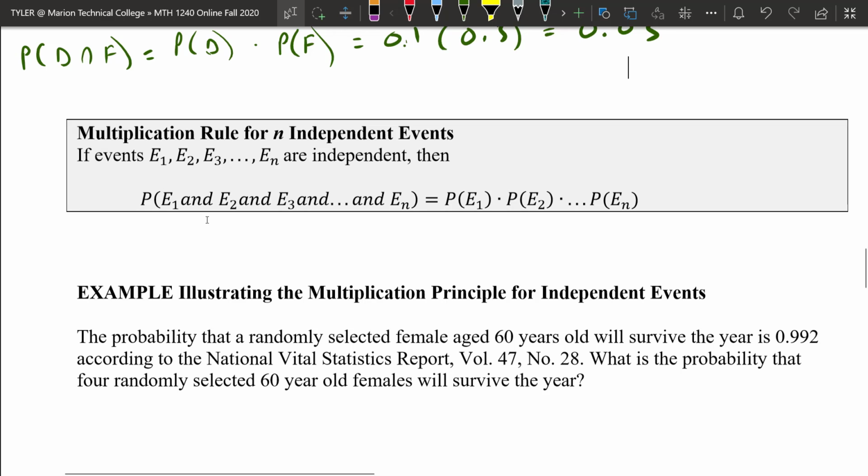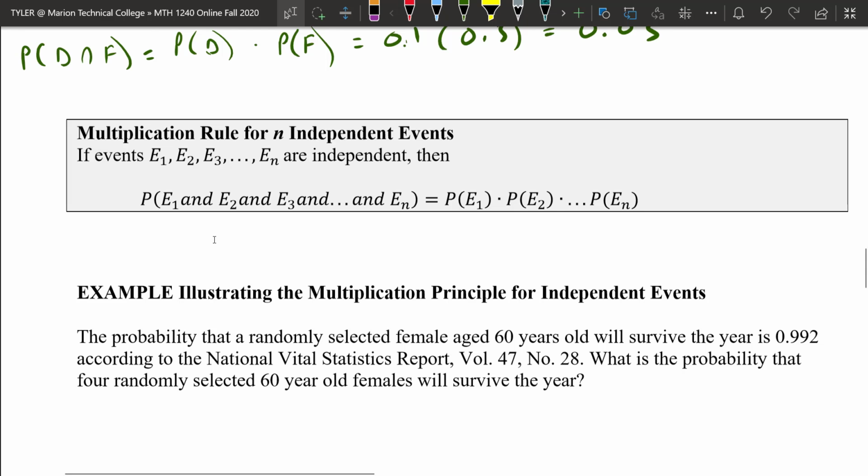So this next equation is about a more general sense. If we have events E1, E2, E3, all the way to En that are independent, then the probability of them all happening would just be equal to the probability of E1 times the probability of E2, and so forth, all the way to the probability of En. So we're extending it to more than just two events.